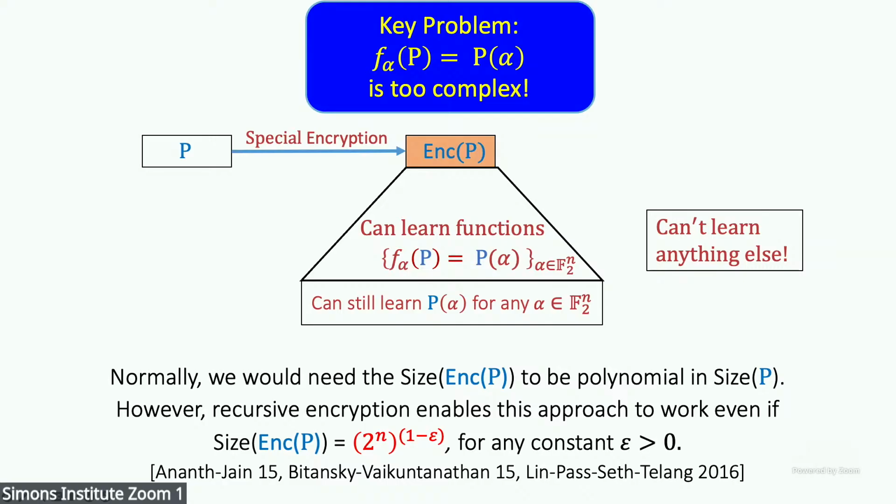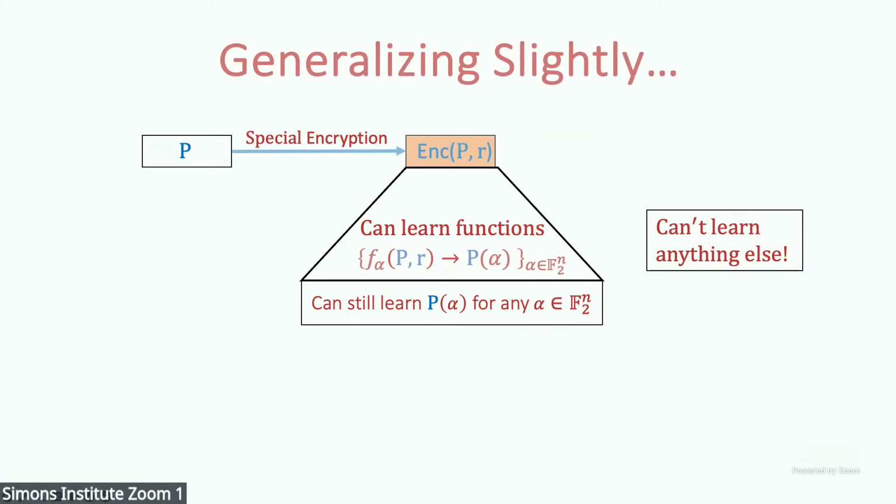There's another key problem though, which is, think about the complexity of these evaluation functions. Obviously, they're just as complicated as the original program, right? Because f_alpha of p equals p of alpha means that you're running the program, right? So that's another sort of key problem that we'll have to tackle. It's an extremely complicated thing. To do that, we're going to relax our problem again, just a little bit. So let's generalize actually, instead of relax, it's actually generalization. Suppose that we don't just encrypt the program, we actually also encrypt some randomness.